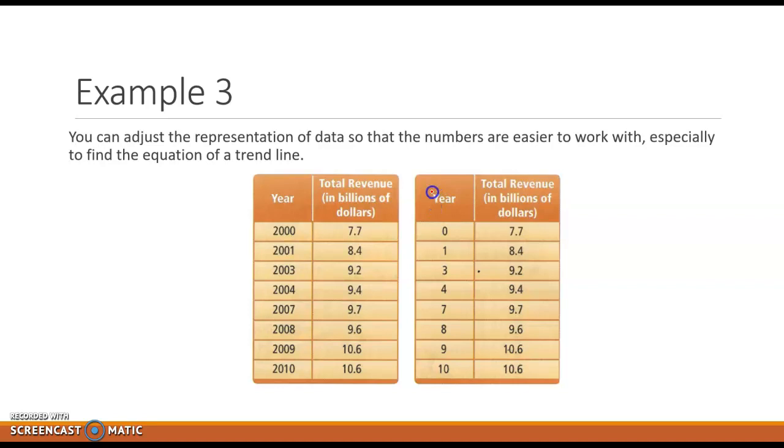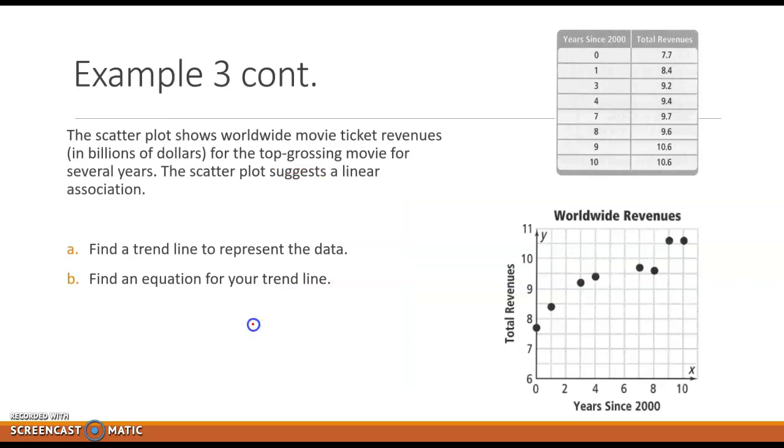So this is our years since 2000. So 2000 down, right? So 2001, 3, 4, 7. So here we have 1, 3, 4, 7, 8, 9, and 10, because those are how many years from 2000 that we are working with. So again, we just took the table and we changed the years to how many years since 2000. So that's how we created this table.